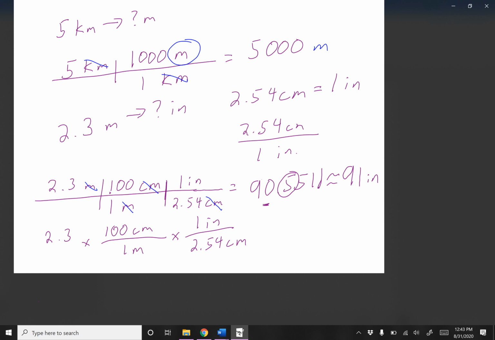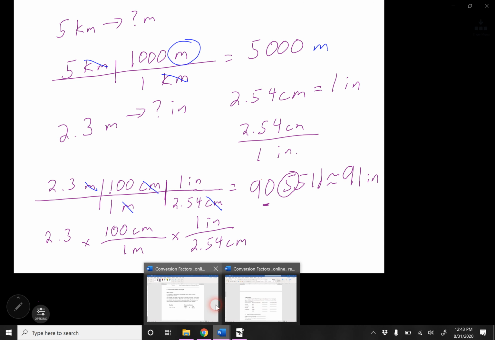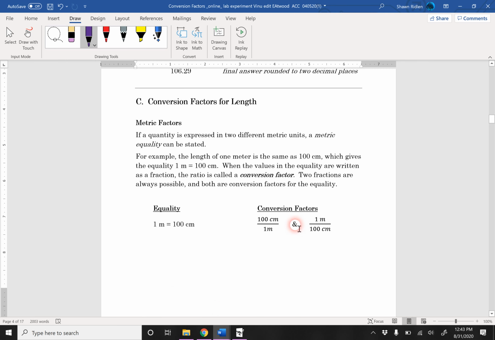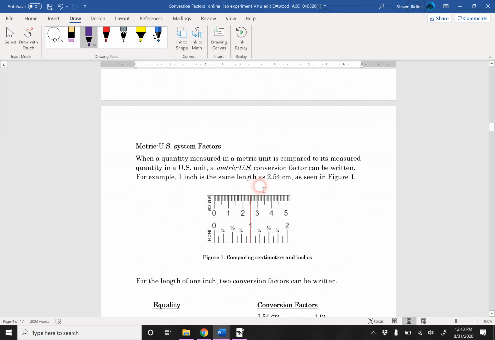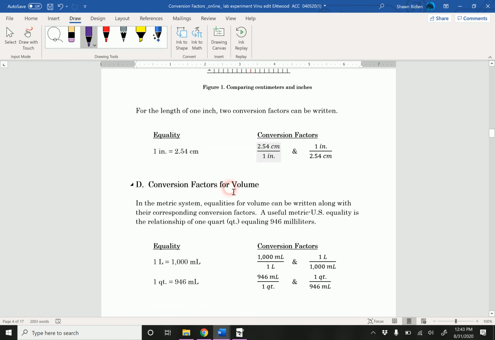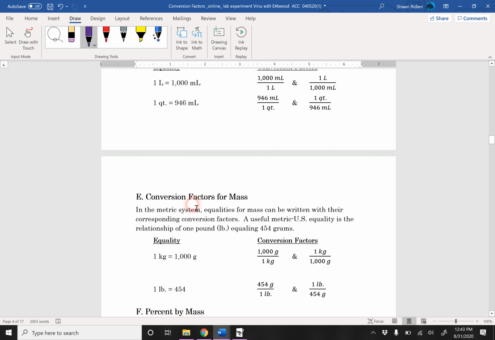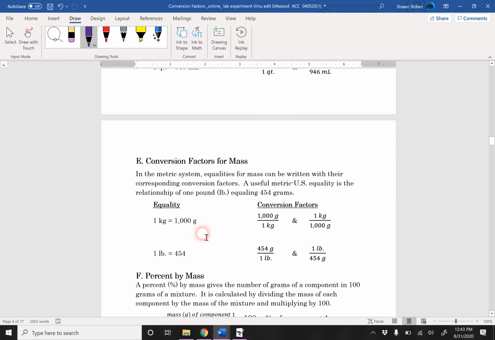And if we go back to our report here, okay, so if we come back to our report sheet, just 1 second to find my mouse. There we go. Okay, so we have conversion factors for length. So that's part C. Part D is for volume. And then lastly, E is for mass.